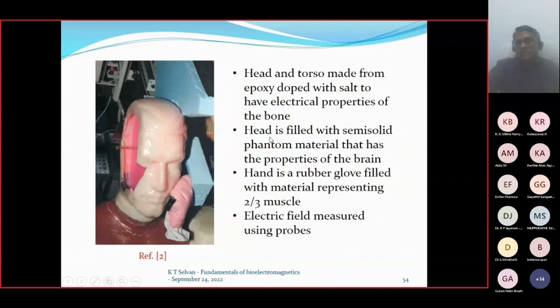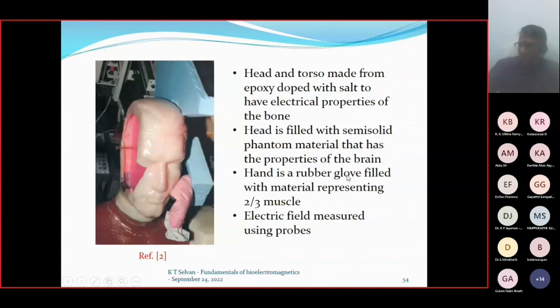Head and torso. Epoxy is a kind of plastic doped with salt. Why do we do this? This trick is done so that the conductivity can match with the conductivity of the actual biological system. And the head is filled with the semi-solid phantom material that has the properties of the brain. So overall idea, I hope is clear.